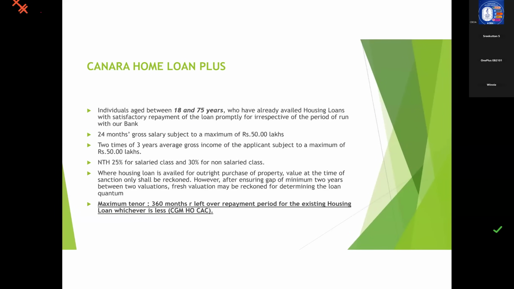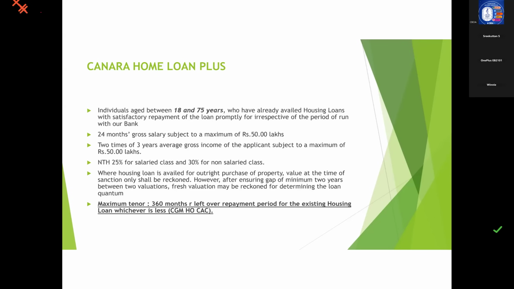Okay. Now, home loan plus, the applicability is age between 18 and 75 years. The next thing is the quantum of loan. Quantum of loan is 24 months of gross salary income, subject to a maximum of 50 lakh. In the case of a non-salaried class, it is 3 years average income, and in any case, the maximum loan amount is limited to 50 lakhs. There is no home loan plus OD scheme right now. There is only home loan plus term loan. So the maximum loan amount that can be lent under Canara home loan plus is 50 lakhs.